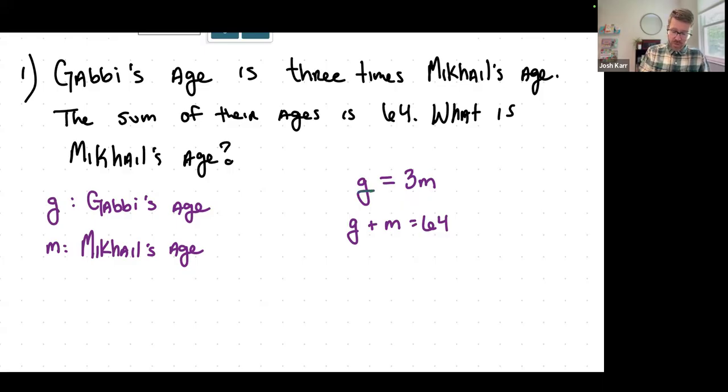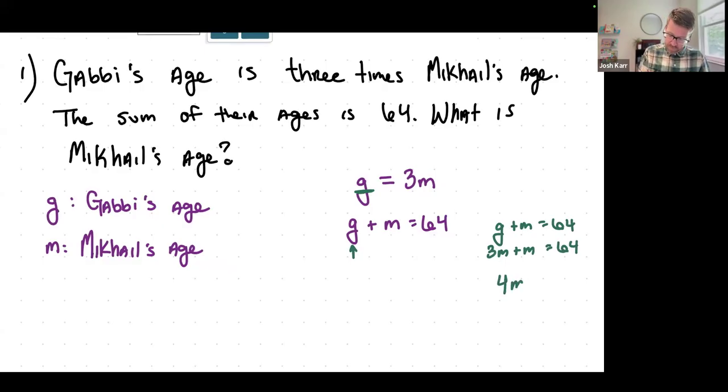We have G solved, right? We know that G is the same thing as 3M. So we can go down to the second equation and replace that G. So we're going to transform G plus M equals 64. We're going to transform that into 3M plus M equals 64. We know that G is the same thing as 3M. We can replace that G. Keep solving, right? We got 3M plus another M. We get 4M equals 64. Dividing by 4. We get 16.